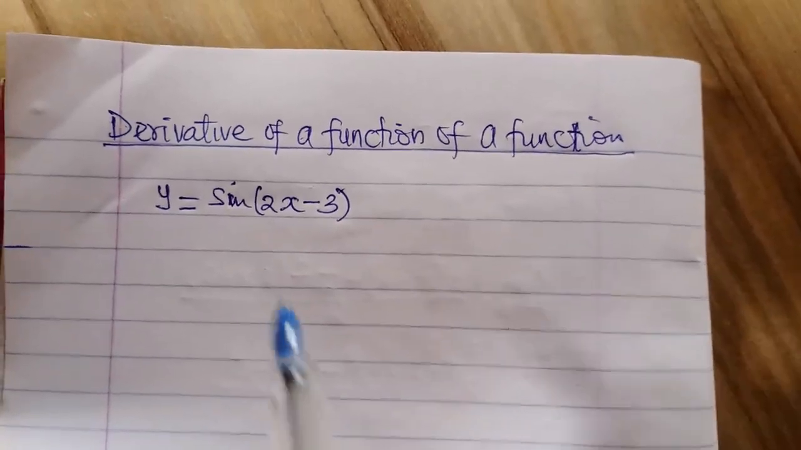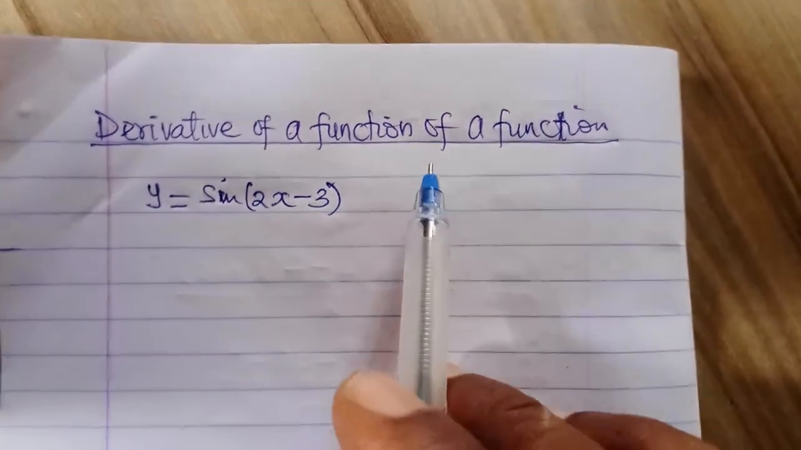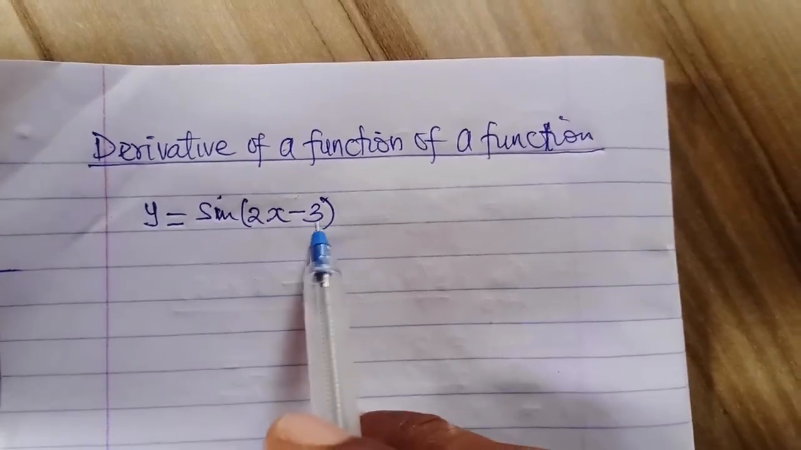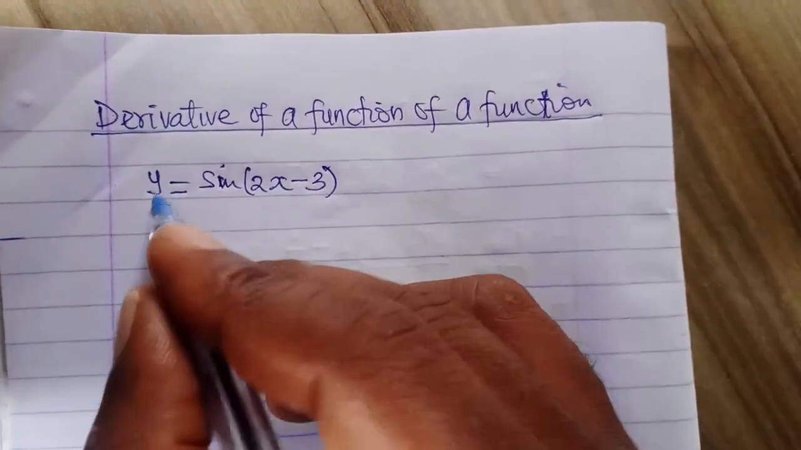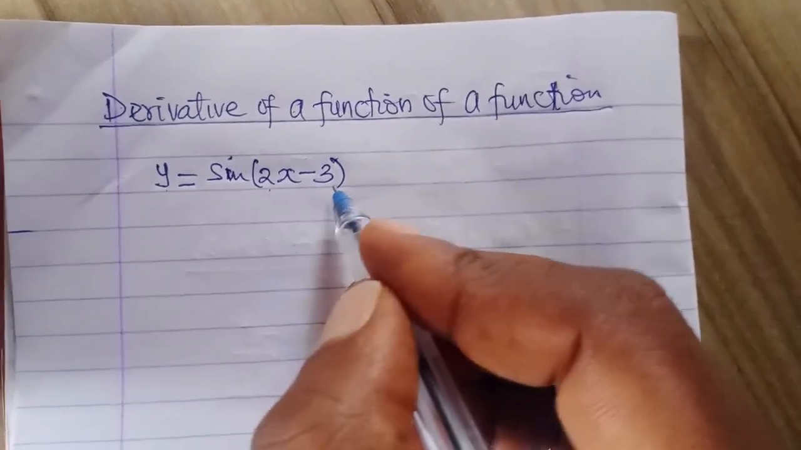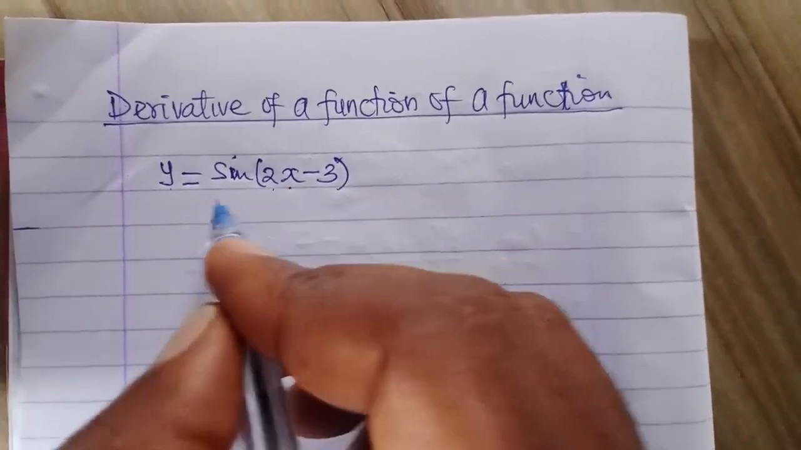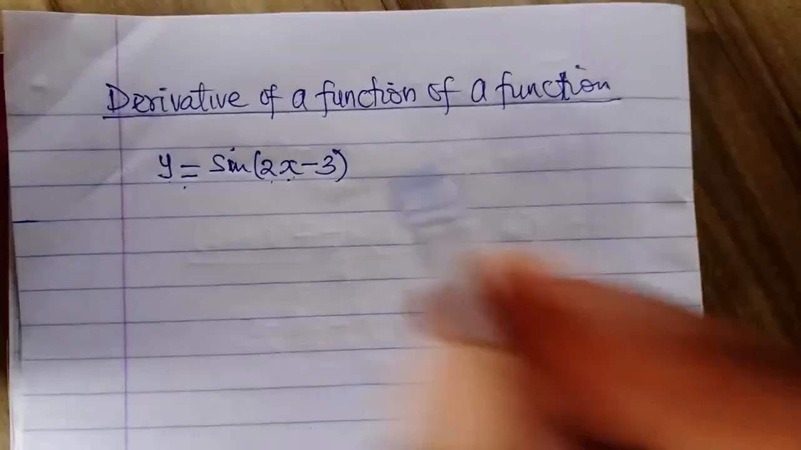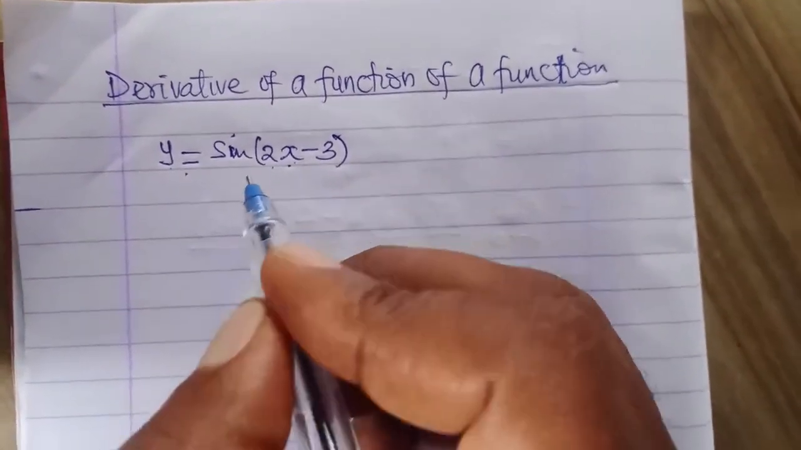In this video, we want to look at the derivative of a function of a function. If, for example, we have that y is equal to sine(2x minus 3). Now, what we need to understand is that y is a function of the angle 2x minus 3, which is in itself a function of x. Because of that, we will say that y is a function of a function of x. And if we want to solve this question, we can use the chain rule.